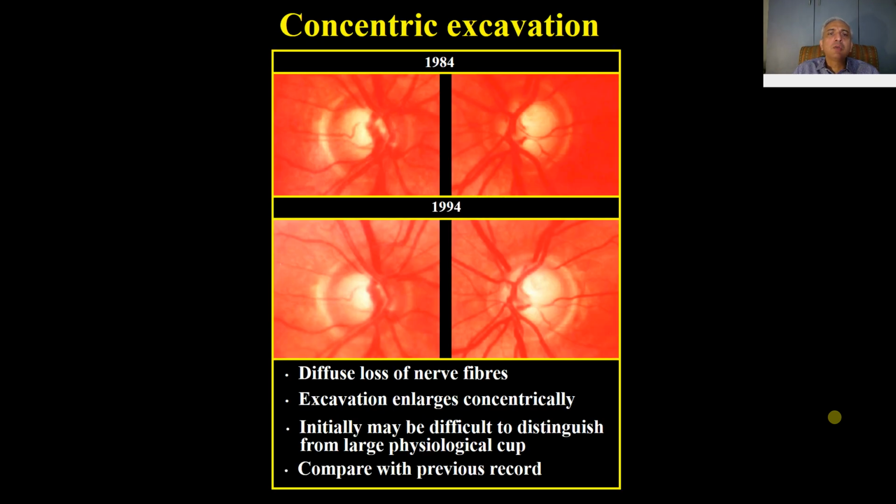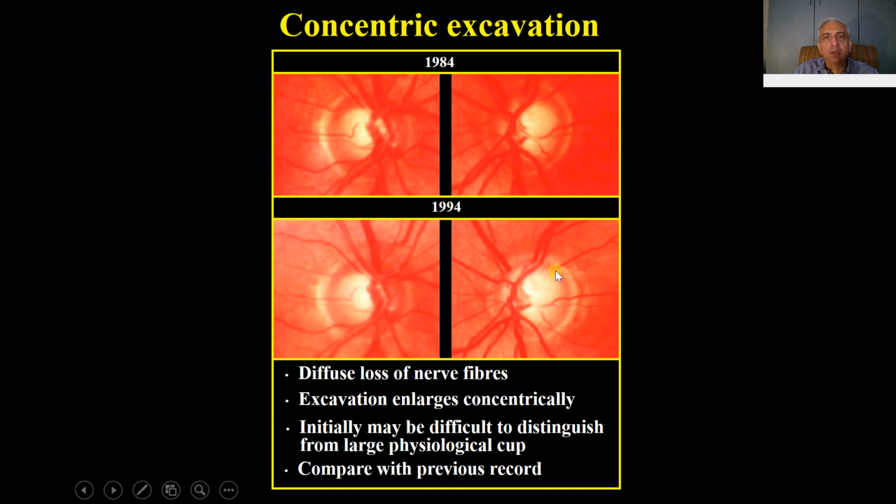Then we come on to what type of excavation we can get in patients with glaucoma. Usually it is concentric excavation. So this is a patient who had a picture taken in 1984, and then 1994, 10 years down the line. Here you can see the cup is of this size. If I say this is about 0.7, it has increased to 0.8 in this patient. So the cupping has increased.